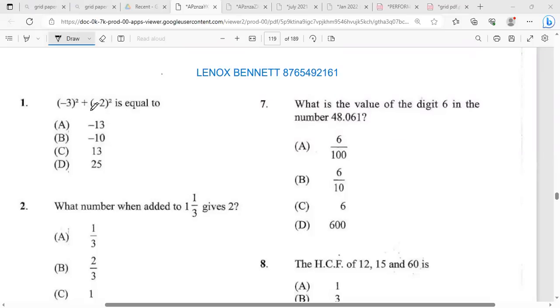So you have negative 3 squared plus that, which means negative 3 multiplied by negative 3. I think I need to make this a little bit bolder. Plus negative 2 times negative 2.